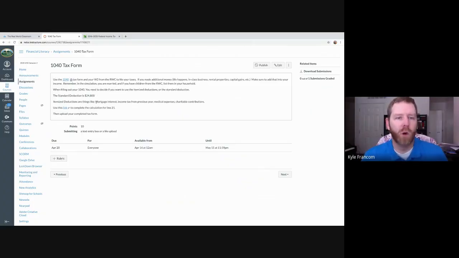Itemized deductions are things like mortgage interest, any interest you paid for your mortgage, income tax from the previous year, medical expenses that you've paid, any charitable contributions you've made. Those would all be things that would be considered itemized deductions. However, for the purposes of this, I don't think I've ever had any students whose itemized deductions ended up being higher than the standard deduction. So I'm just going to tell all of you, just use the standard deduction because I doubt there's any way that any of you would have had itemized deductions that total more than $24,800. Okay, and then use the link to complete the calculation for line 21 and then upload your completed tax form.